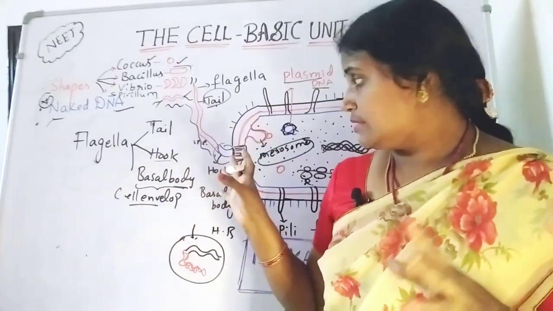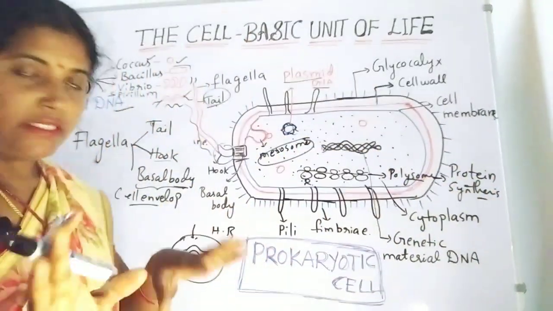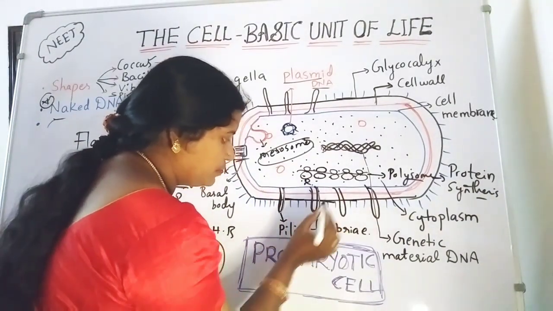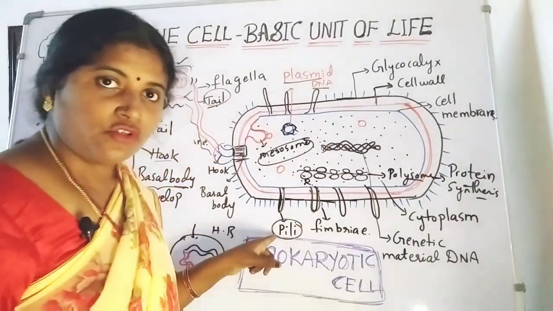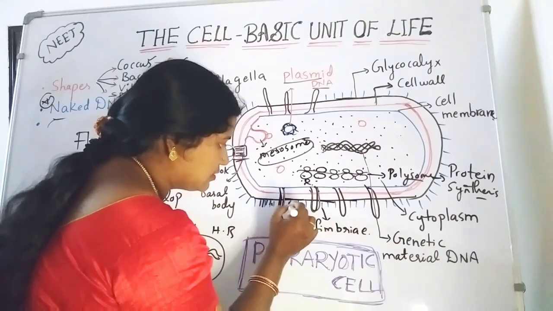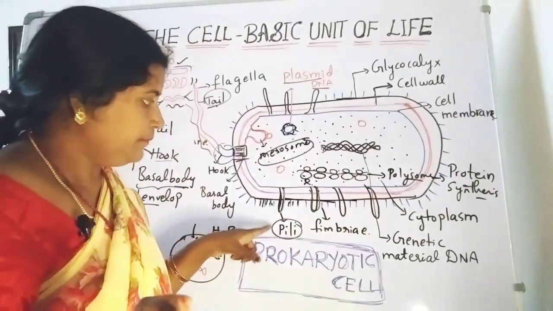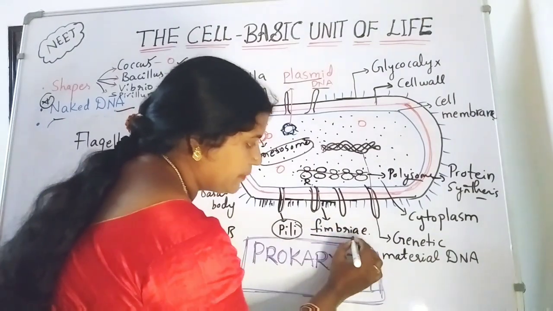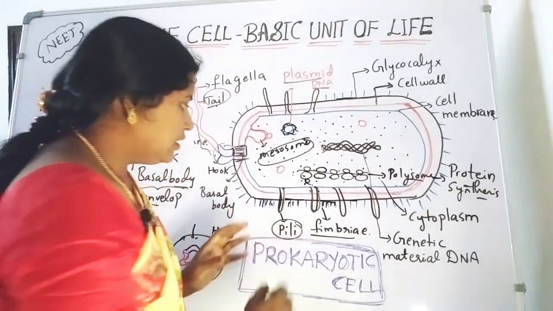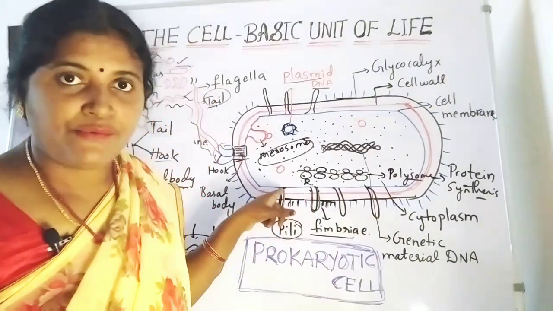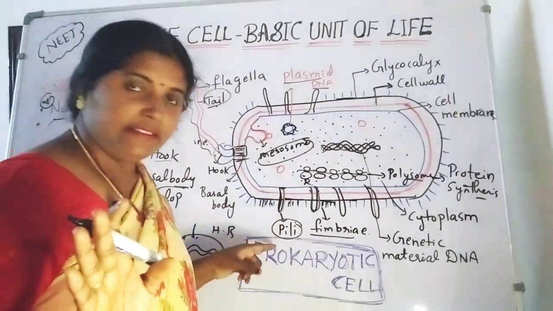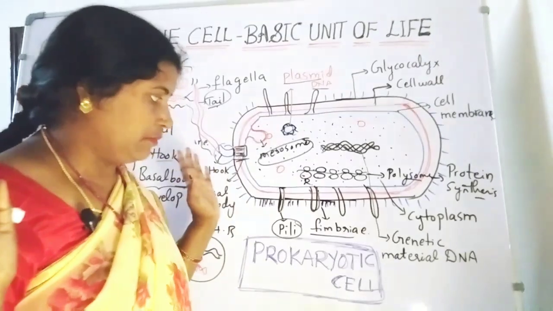Along with this flagella, observe this diagram, it also contains some long tubular structures. Long tubular structures are known as pili. And it also contains small bristle-like structures, known as fimbriae. Pili and fimbriae. This pilus is connected to the cell wall and cell membrane.